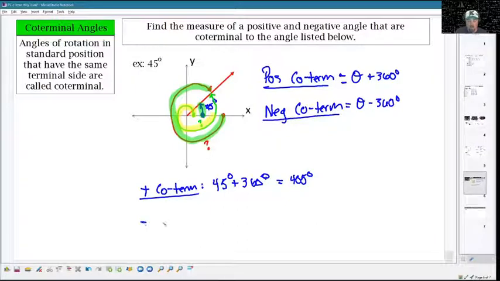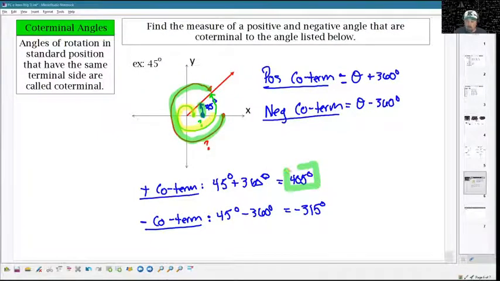Find our negative coterminal. We are going to take our 45 and subtract 360 degrees. So 45 minus 360 is going to give us a negative angle. It's going to be negative 315. So notice that our answers here: we got a positive angle for our positive coterminal, and we got a negative angle for our negative coterminal.